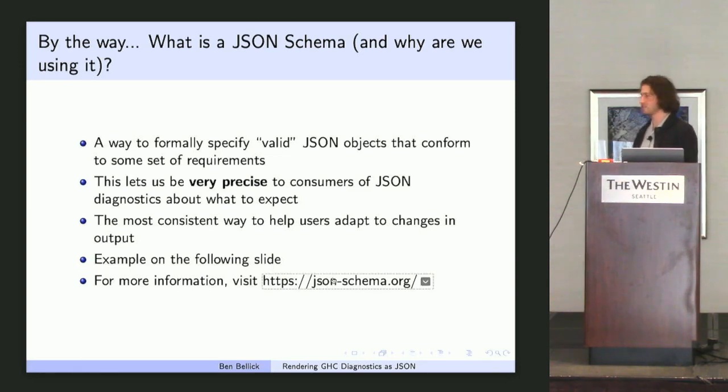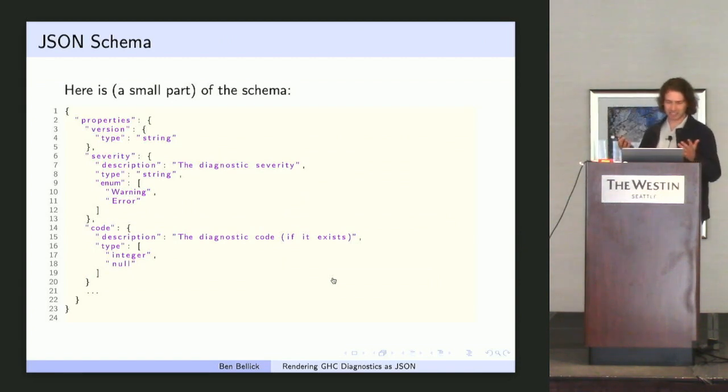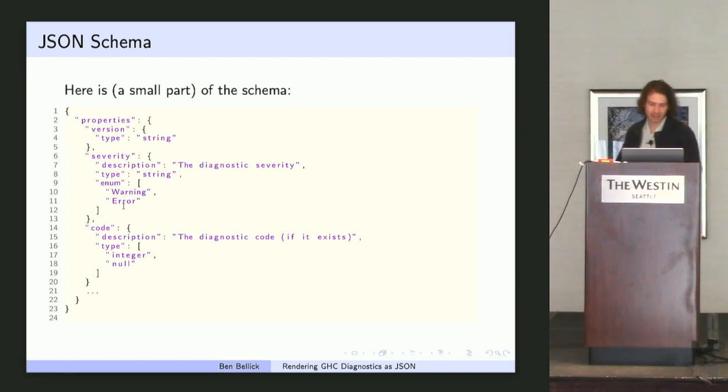It's got lots of different bits of nomenclature and whatever, but the details aren't important. The idea is really just this, right? If you are a developer of a GHC tool, now you can look at this schema and see, oh, I know that only warning or error will be reported in the severity field. And I know that codes can be null or can be integers. And the reason why they can be null is for a variety of reasons.